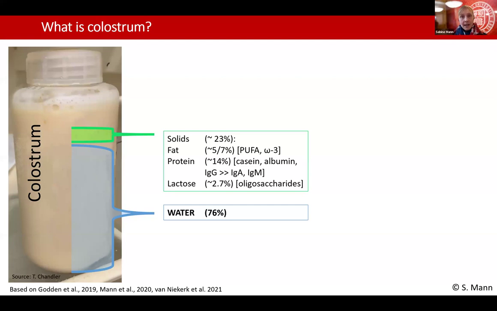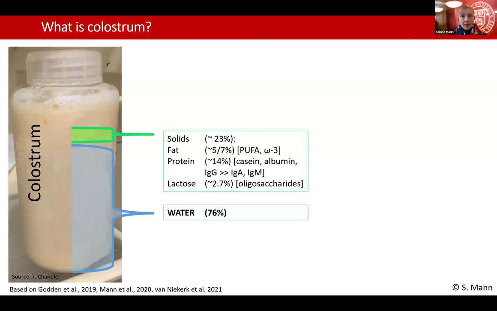And these solids are made up mostly of fat and protein. The fat is a really important component for the neonate because it has a lot of energy. Those calves are born, you know, this time of the year, they're born into an environment that's much colder than what they're used to in the uterus. They quickly have to get energy to keep warm, and the fat component is extremely important for that.